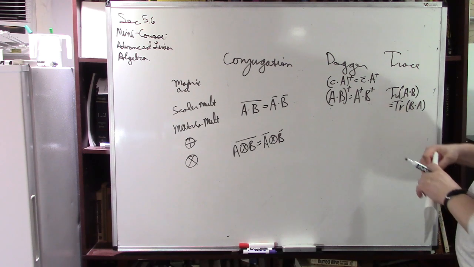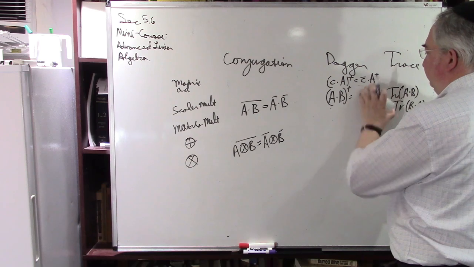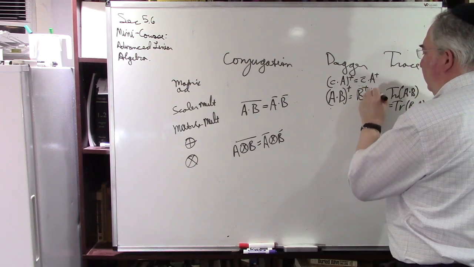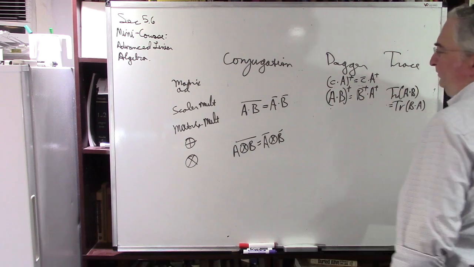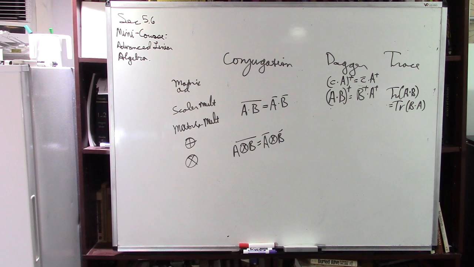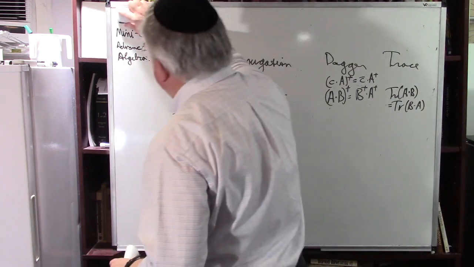This is wrong. This is wrong. I think it's B dagger dot A dagger. Okay, that transpose swaps things. Yeah, so, sorry, that was wrong. But now we fixed it. Okay, great, let's go further.